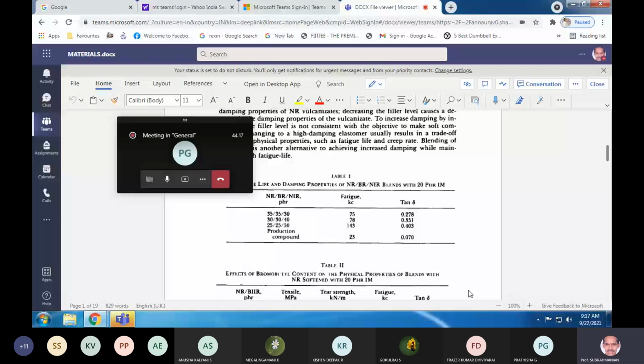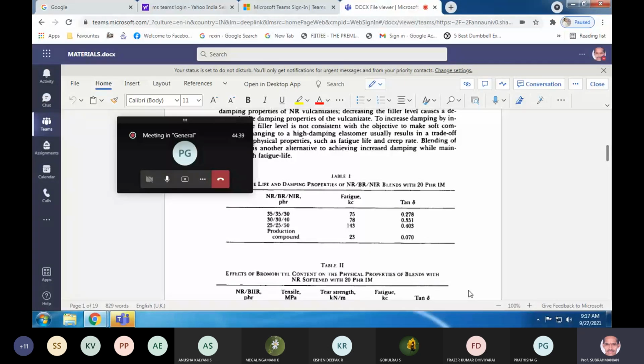Look at the fatigue. For a repeated loading, how long can it last? That is all about the fatigue life. That is given in kilo cycles. So as we see from this, in addition to the ternary blend, the base polymer is ternary.